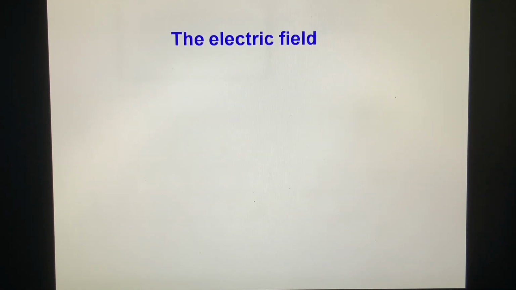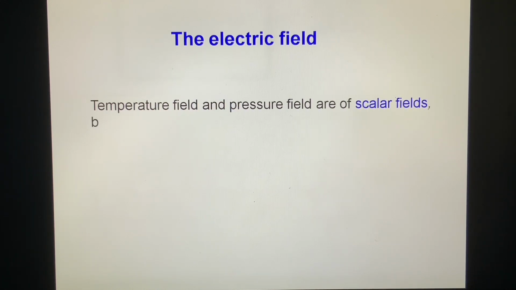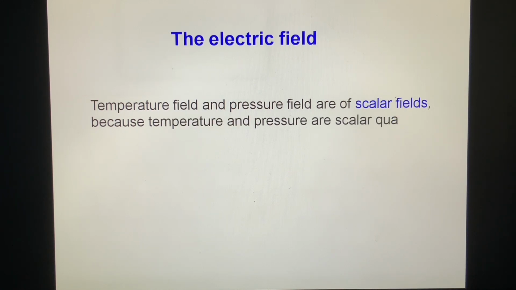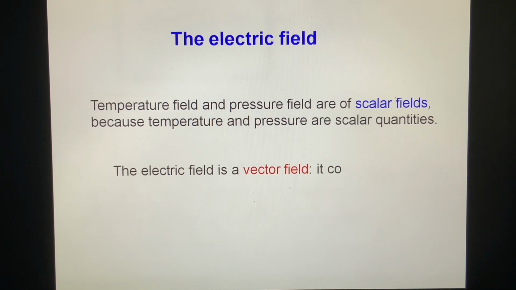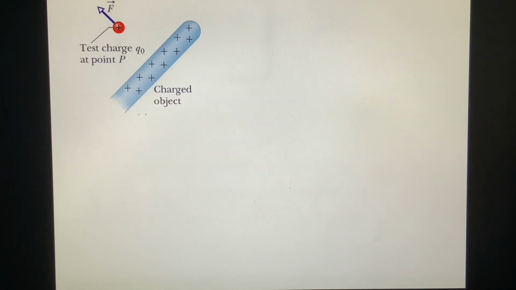The electric field, temperature field, and pressure field are all scalar fields because temperature and pressure are scalar quantities. The electric field is a vector field. It consists of a distribution of vectors, both with direction and magnitude.